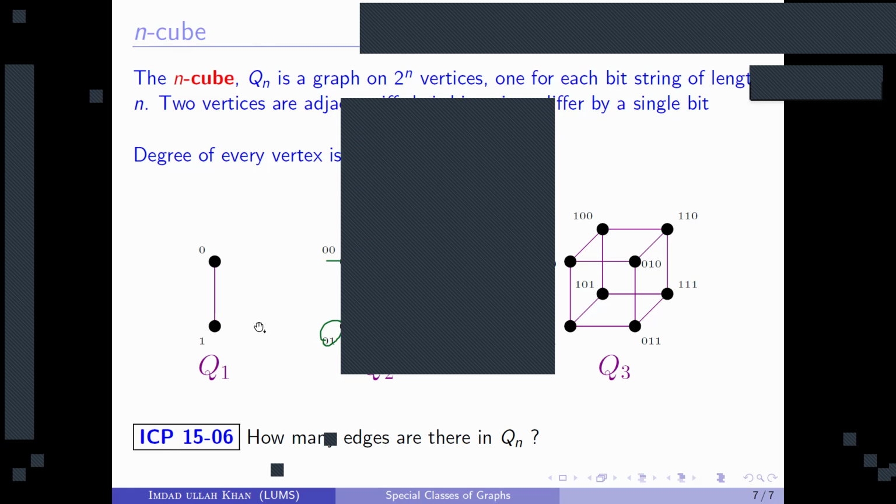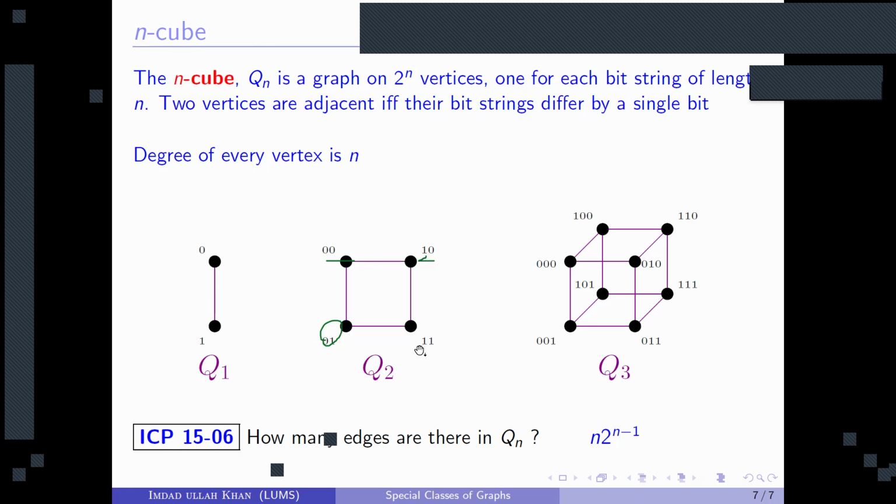It's not 2n, because when n is 1, 2 raised to power 1 is 2, but your Q1 contains only one edge. So apply your answers on these examples, right? Q1 has only one edge, n is 1, 2 raised to power 1 is 2. That's one edge, so it does not work. But a slight modification over here will start working, and if you start playing with these 3 examples, you should be able to land onto the pattern, right?